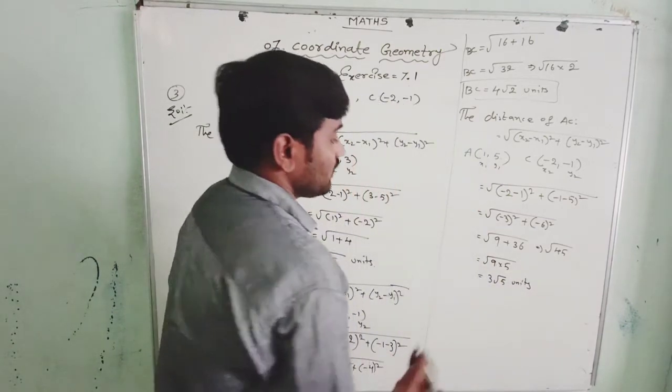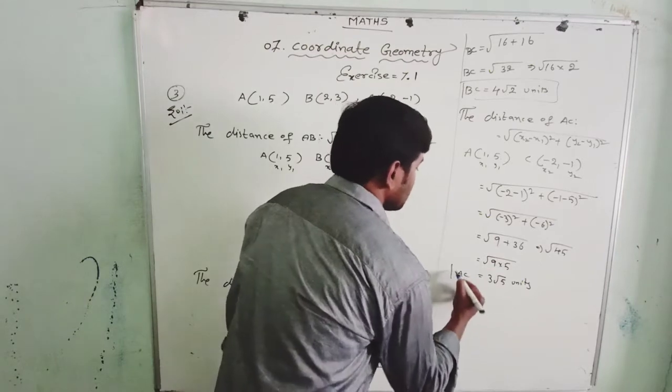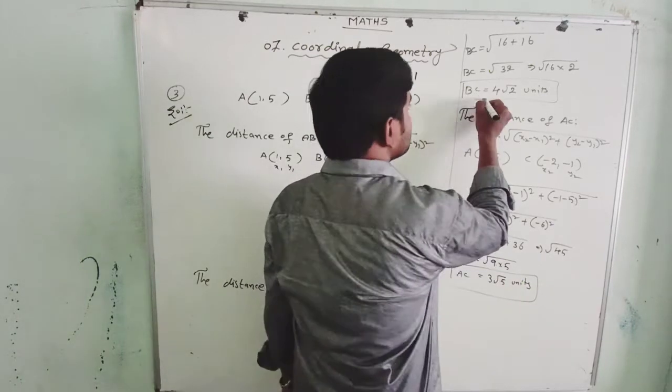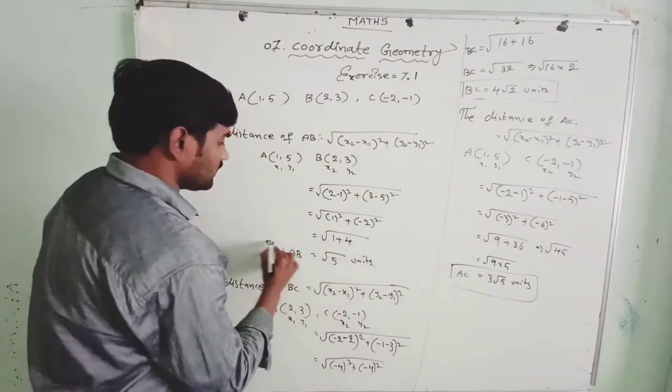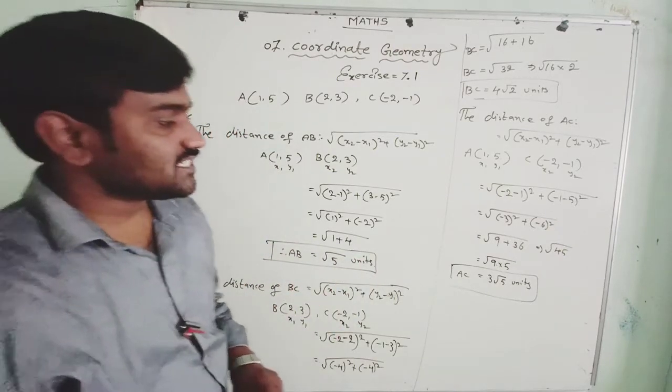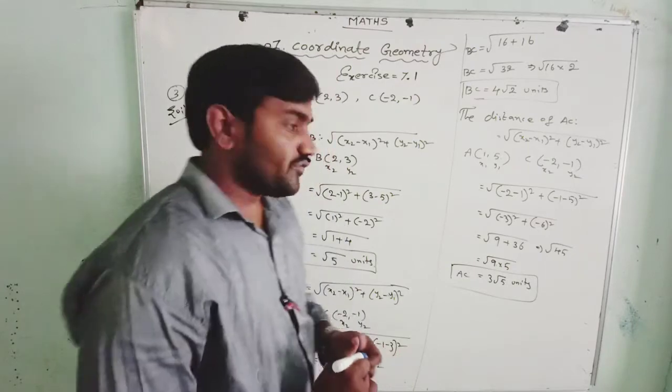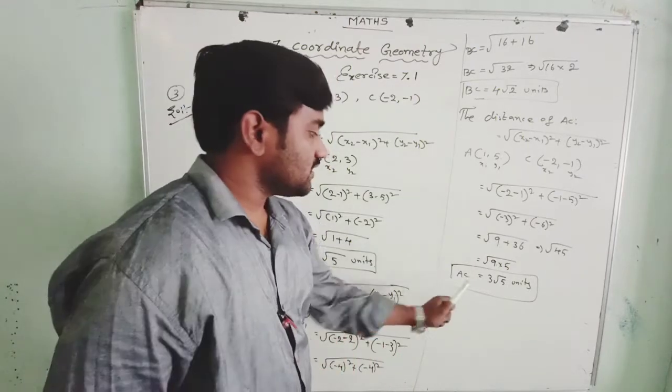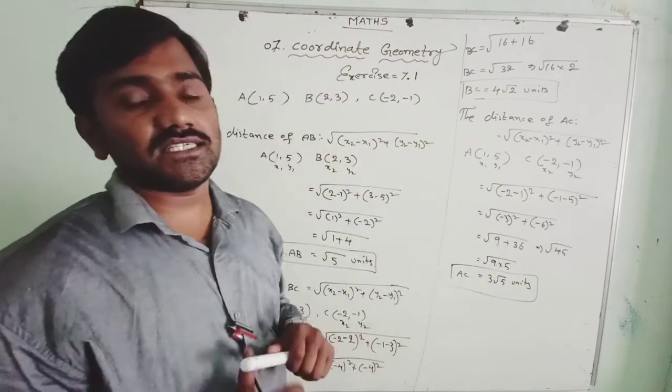So it becomes 3 root 5 units. Now it is the AC distance. Now check that. You got here the AB distance, BC distance and AC distance. If you add any two distances, is it equal to the third distance?